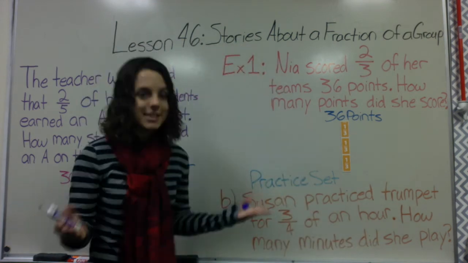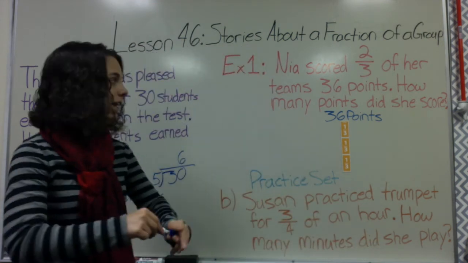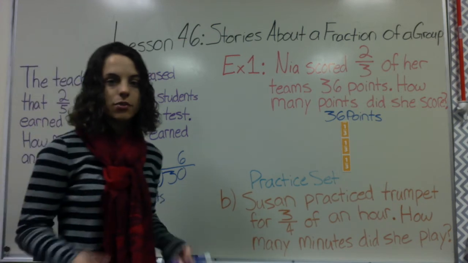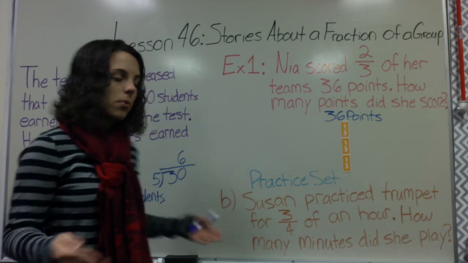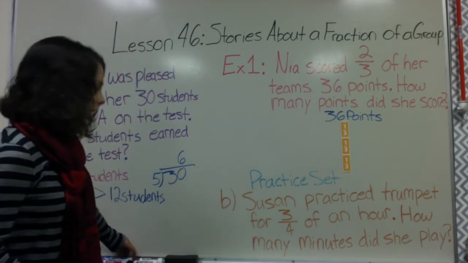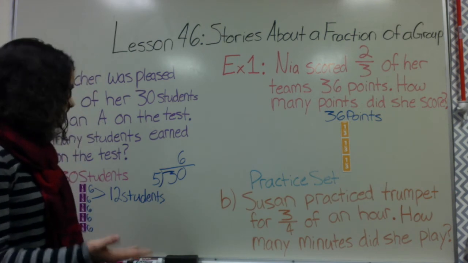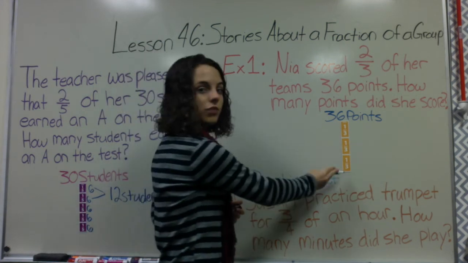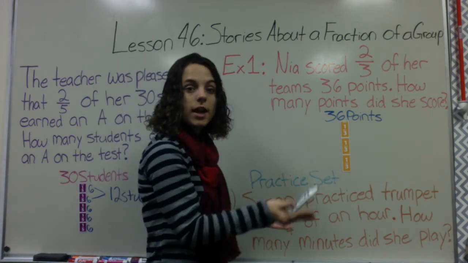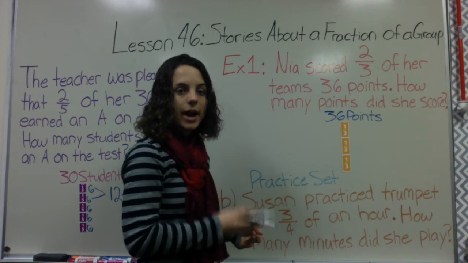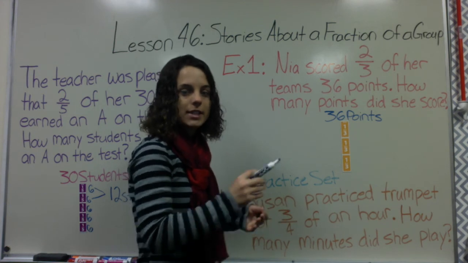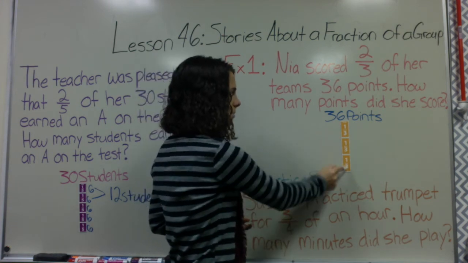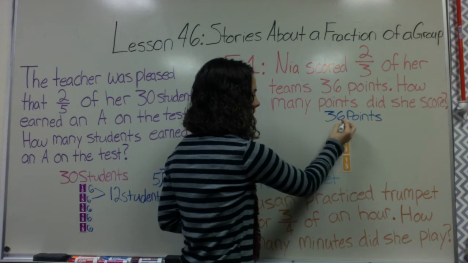So our first official example problem that we're going to look at says that Nia scored 2/3 of her team's 36 points. So 36 points is our whole number. How many points did she score? So ultimately, I'm trying to find out what 2/3 of 36 is. So I have right here a picture of thirds, because drawing pictures is extremely helpful when doing these types of problems. I would highly recommend it for those of you that might find this a little bit challenging. So 2/3 of 36. 36 is my whole number, and I want to find what 2 of those are.